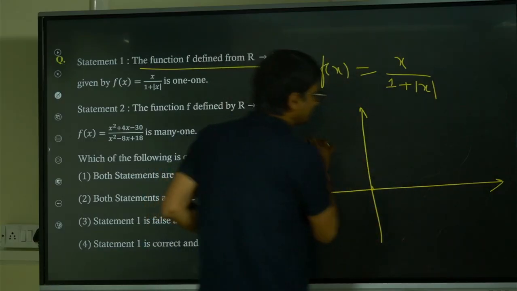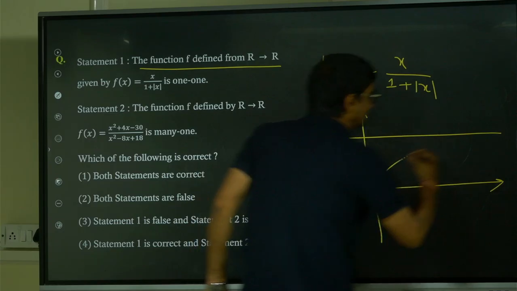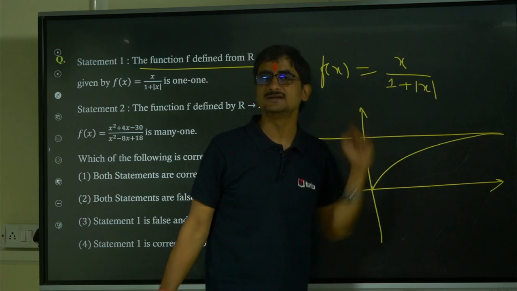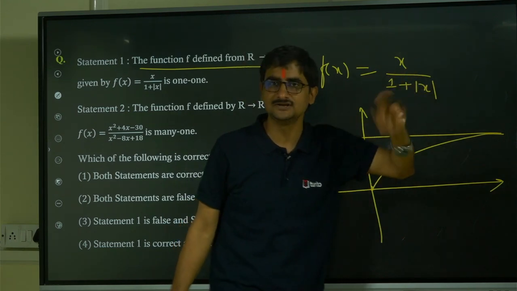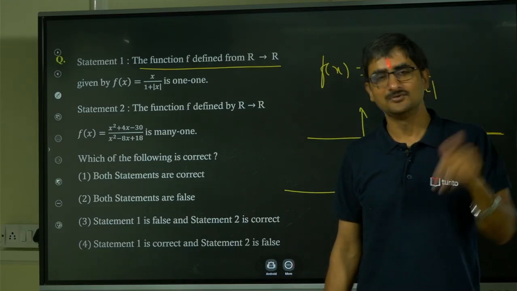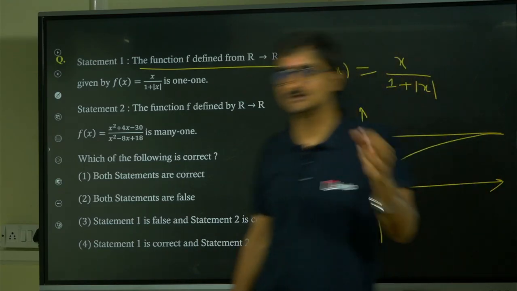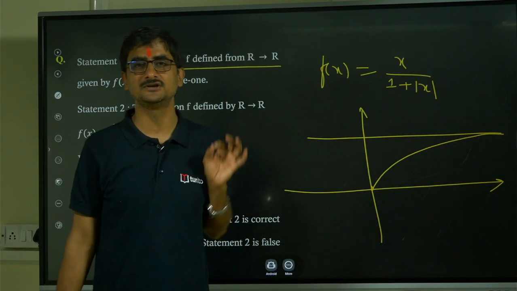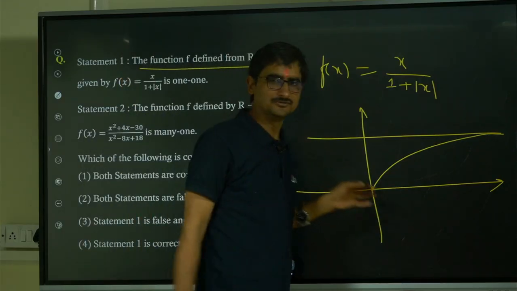As x goes to infinity, it will approach 1. All of you agree? Why? For x positive, mod x will be replaced by x, and we have an infinity by infinity form, but with the same degree polynomial in both numerator and denominator. In that case, the ratio of leading coefficients in both numerator and denominator gives us the answer. I suppose you all know it.